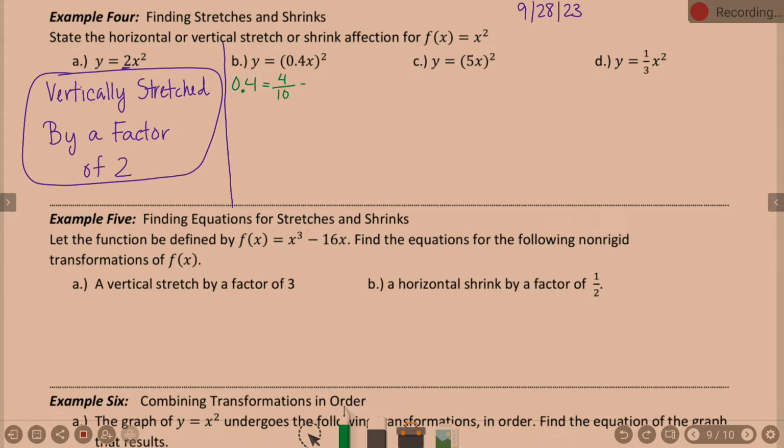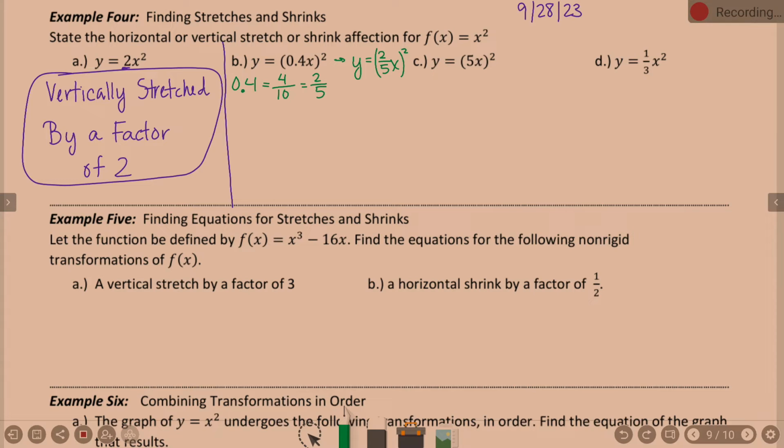It is 4/10, which reduces to 2/5, yes? Okay. Right now, this y equals 0.4x quantity squared. This is then, if we think fraction, y equals 2/5 x quantity squared. Now, here's the slight catch.